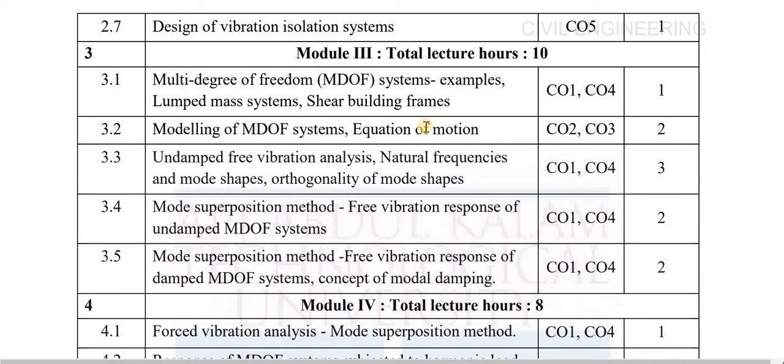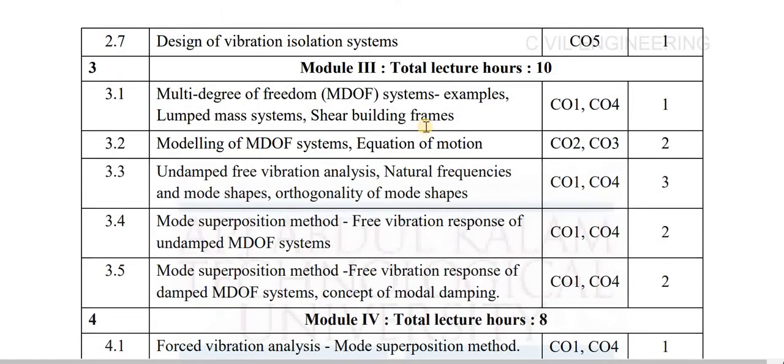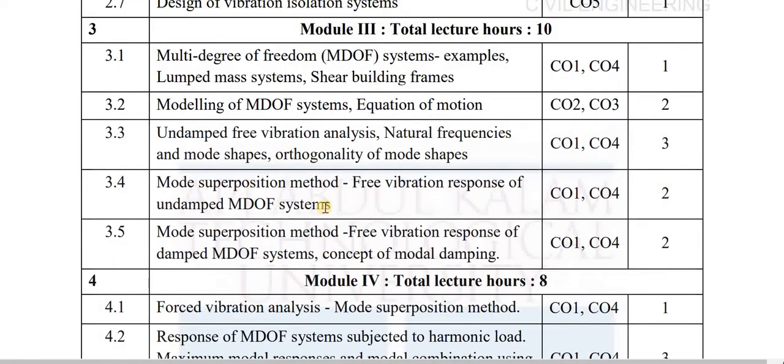We have different equations there, which we studied in the case of an SDOF system. Now we are going to study the MDOF system, that is, multi-degree freedom systems, and how to find the frequency and how to find the mode shape. Mode shape we will be studying. All these things we need to study in the third module.